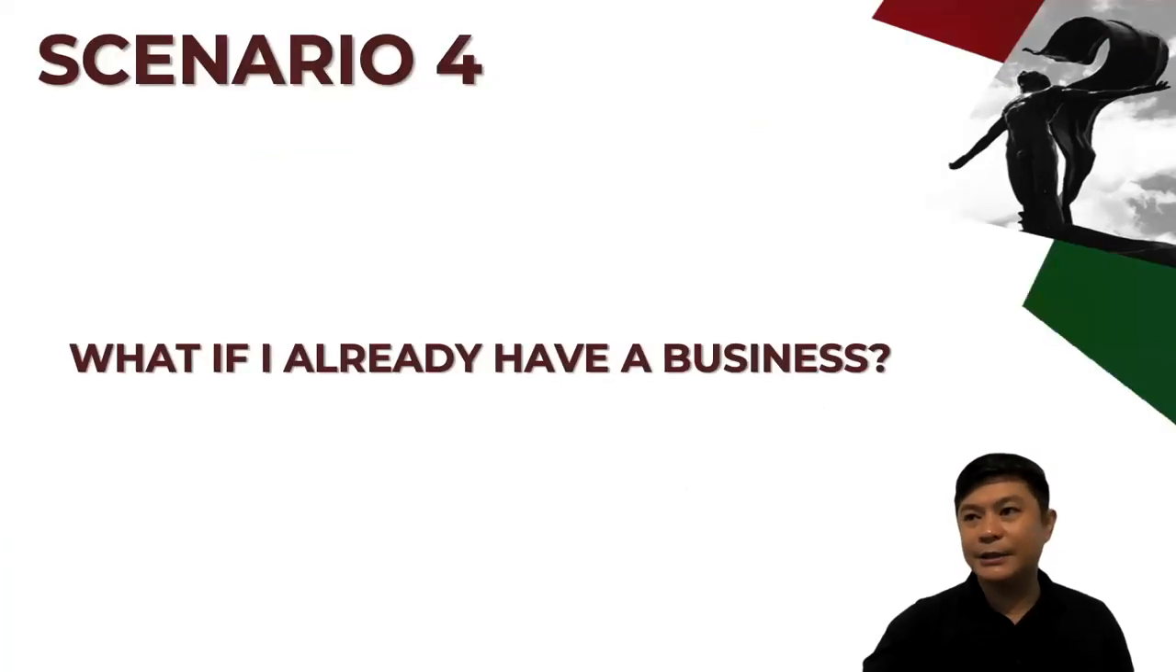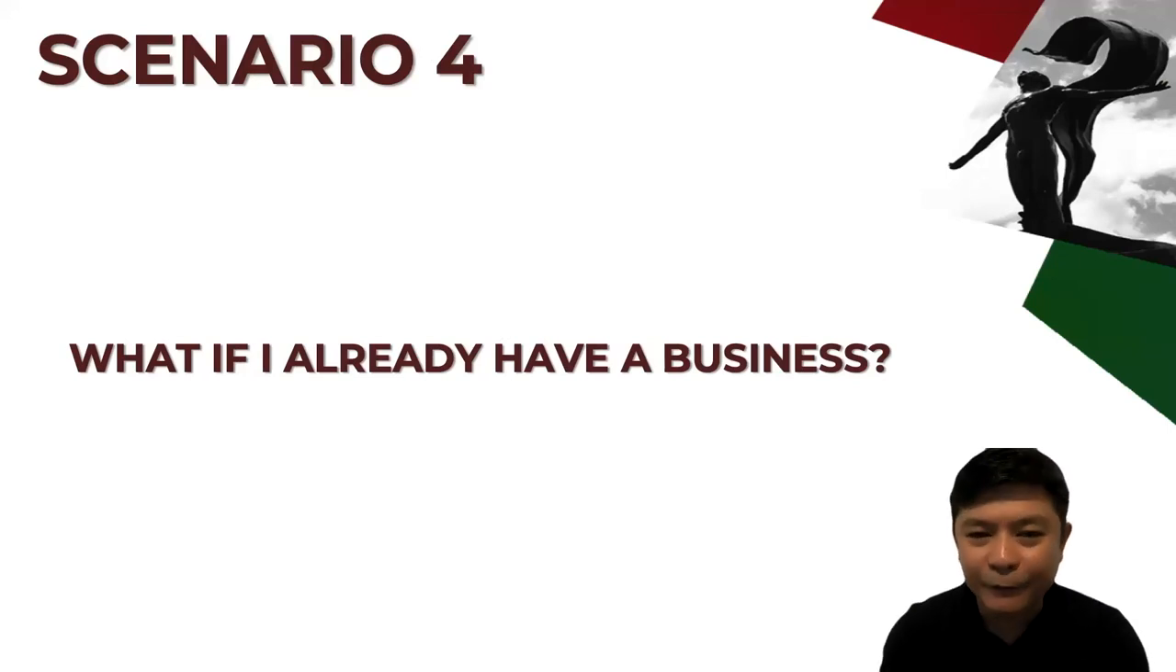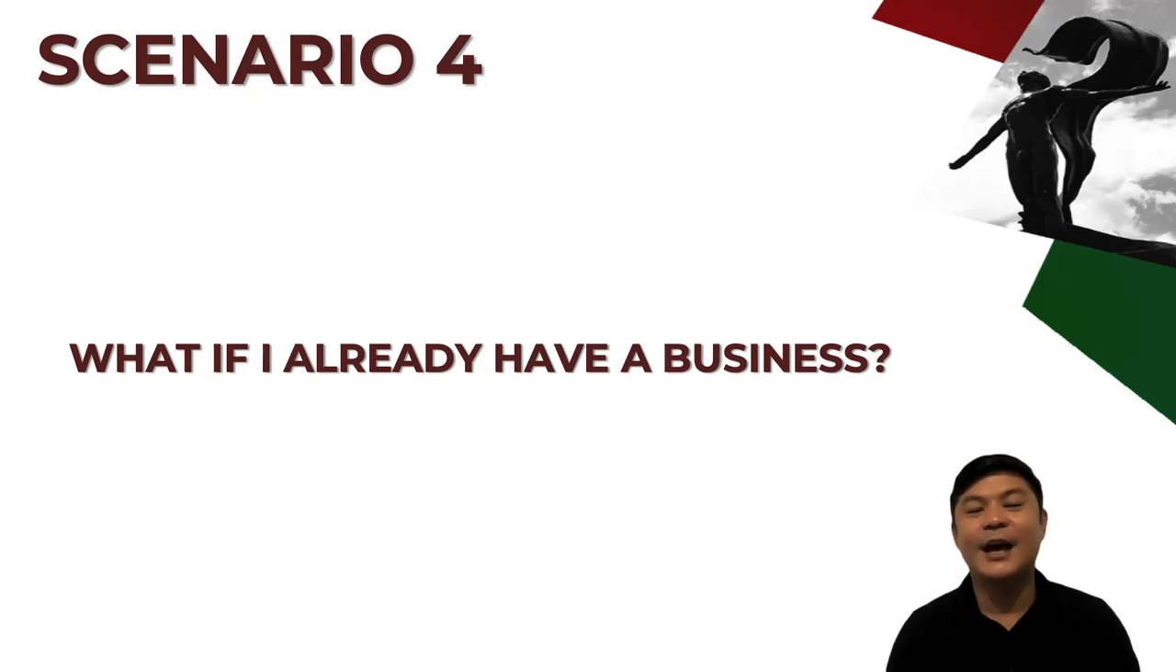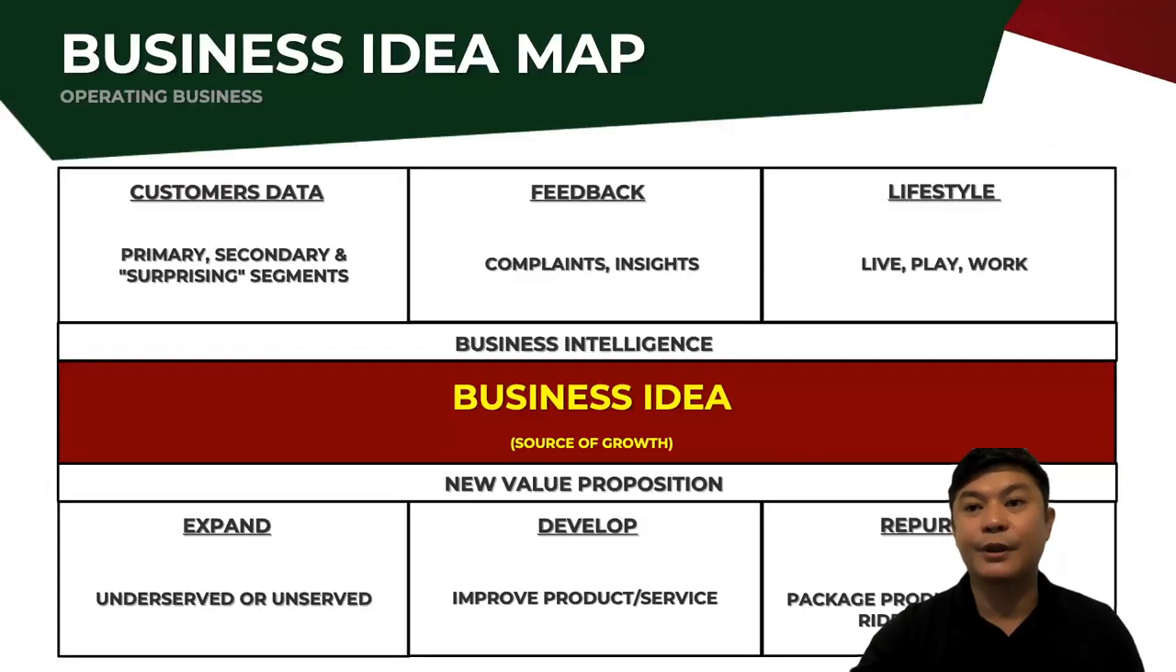Now, as promised, scenario four: what if I already have a business? Now, if you're enrolled in the Introduction to E-Commerce course or New Enterprise Planning and you have an existing business, obviously, you want to use the knowledge for your business to grow, if I'm not mistaken. So these are ways how you can generate ideas for business growth. Okay, so the business idea map is to start with the low-lying fruit, which is your customer data. Now, customer data is really important for an operating business because these are clues that your customers have given you.